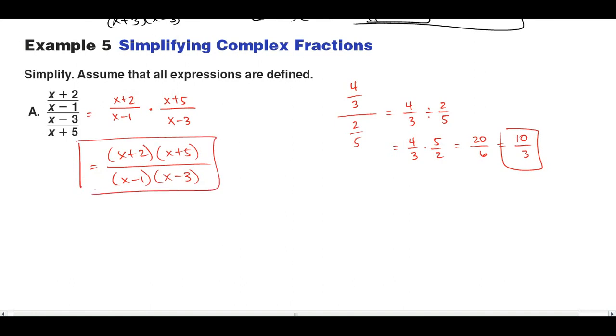Now the big catch. What are the excluded values? Oh, they said assume that all are defined. Well, if you wanted a heads up, which ones are excluded? 1 would be bad because that was a fraction. Negative 5 would be bad. And at the same time over here, 3 is bad and 1 again. So you can see there would have been a lot of excluded values that we were not allowed to have in this problem.